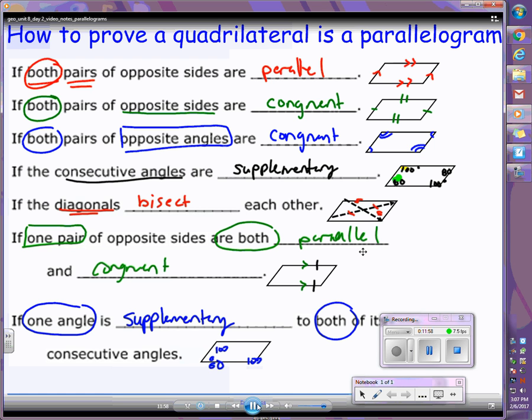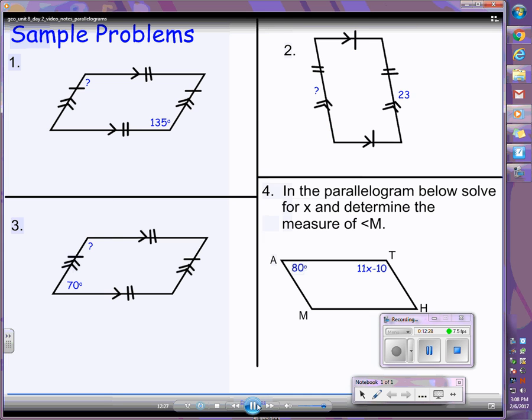So the 80 is consecutive with the 100 on the top, and it's consecutive with the 100 to the right. So that's both consecutive, and that is enough information. So of these 7 statements we just went over, one of them has to be completely right and appropriately labeled, and that's enough information. So now we're going to practice finding either missing angles or sides on parallelograms.